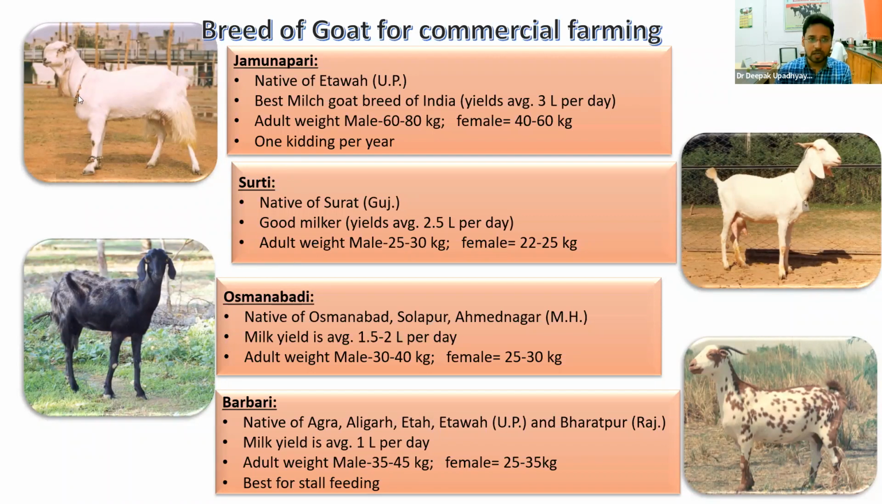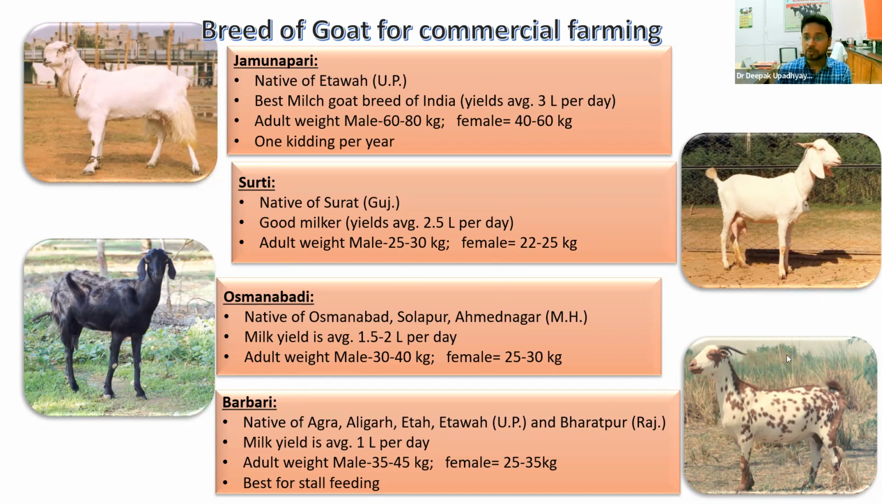The Jamnapari breed is found in the Etawah region and is very famous for its milk production. It is a very beautiful breed, the largest and tallest goat breed in our country, weighing around 60 to 80 kg for males and 40 to 60 kg for females. Surti is a medium-size goat, famous for milk and meat production. Osmanabadi is very famous in Maharashtra, and several farms are coming up with Osmanabadi breeds.